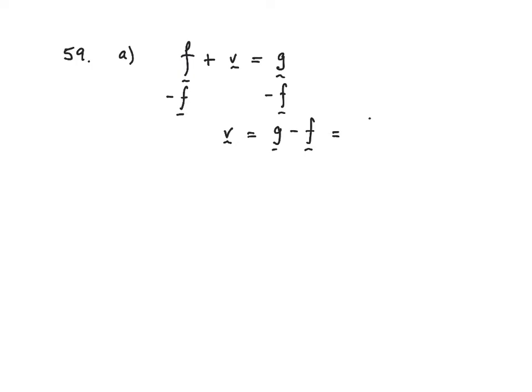G is 5, minus 2. Minus f is minus 1, 4, 3. And that gives v as 5 take away minus 1 is 6, 5 take away 4 is 1, minus 2 take away 3 is minus 5.